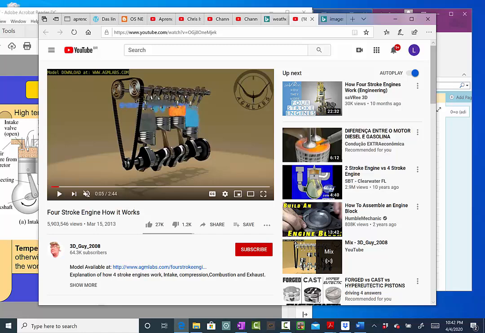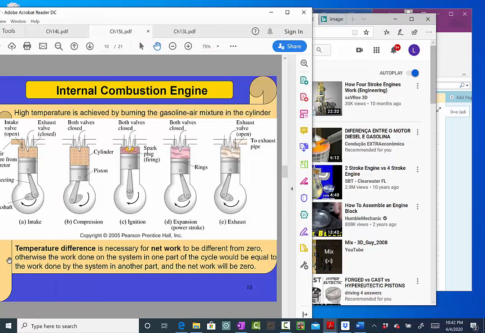Okay, and the engine that we are going to explain here is what is called a 4-stroke engine. It has 4 steps in this cycle. The first step is called the intake. When you press the gas in your car, this valve opens, and then inside the cylinder we get this intake of a mixture of air and gasoline.